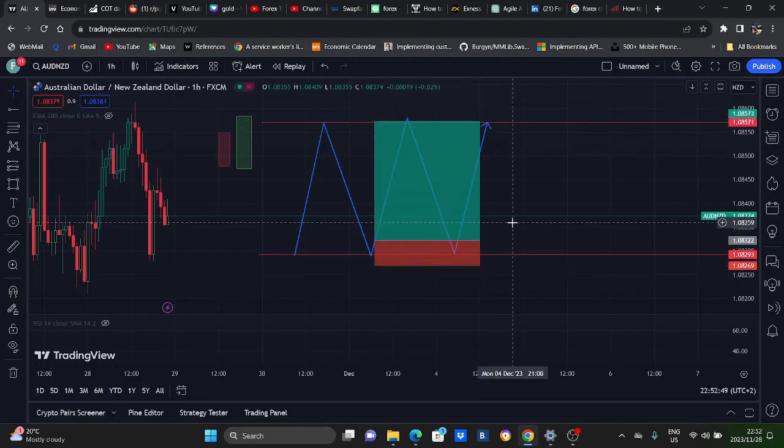behind the support area. So in my next video, I'm going to give you another tutorial of a pattern, right? So we're going to include patterns with support and resistance. So stay tuned.